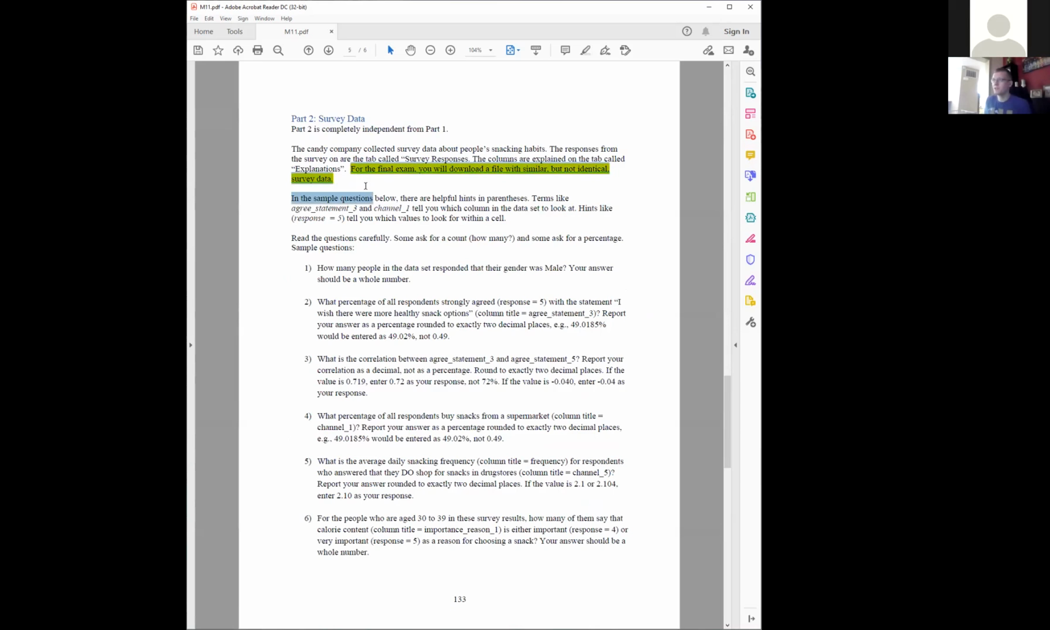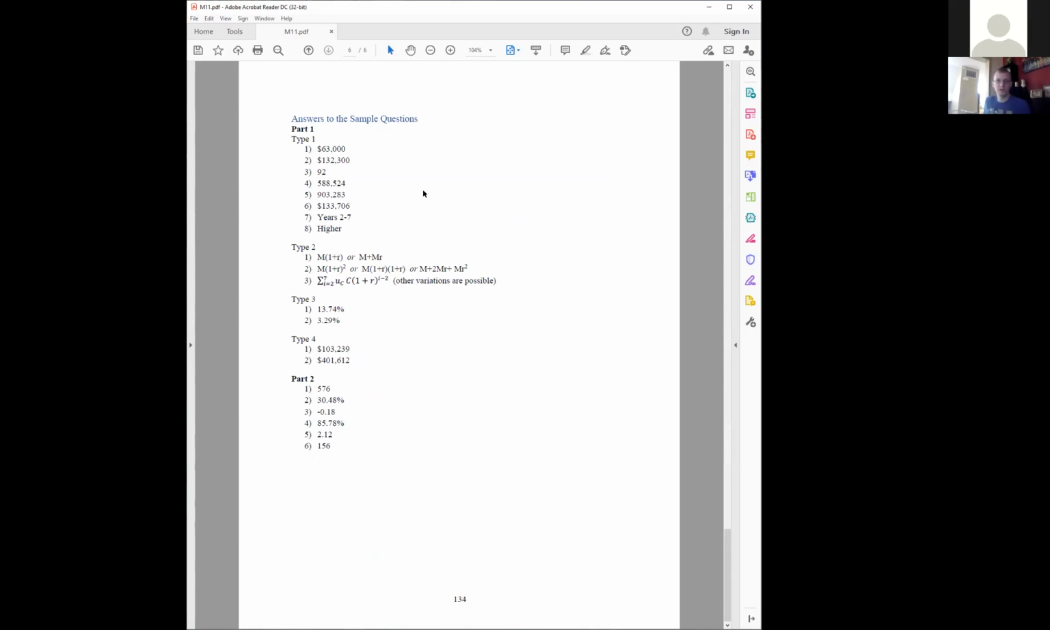In part 2, once again, don't forget, you're going to download new data during the exam, but it will essentially be the same as this, just with different numbers. So when you're going through these and doing a COUNTIF or whatever, just make sure that you will be able to do that during the exam as well. And then as always, you got our little answer key in the back so you can check it.